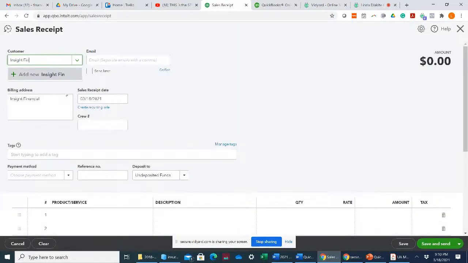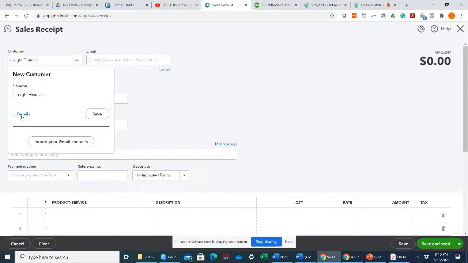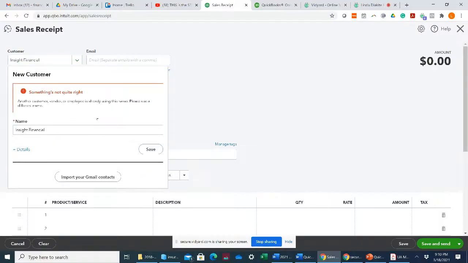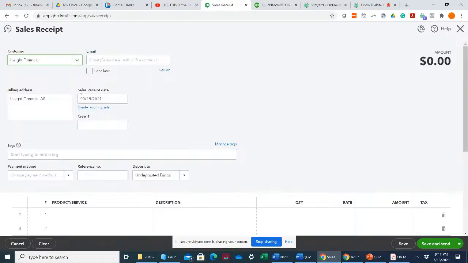And I keep forgetting to save this. I'm going to go ahead and hit save. I'm just going to put something at the end so it will save. Okay. Email, all that good stuff.